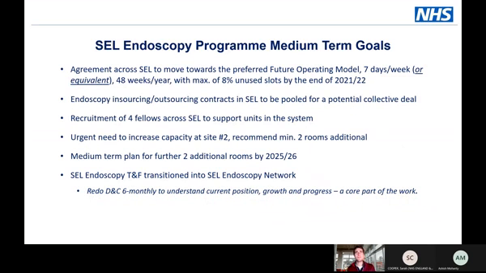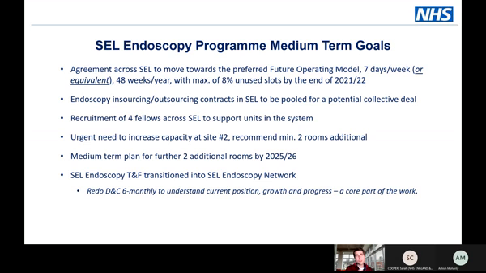Some of our medium-term goals that are informed by that work are obviously this agreement to have a future operating model of 7 days a week or equivalent, 48 weeks per year, and no more than 8% lost or unused slots. We were also exploring our insourcing, outsourcing contracts with a view to potentially pooling them, to have more of a collective deal, although COVID has a significant impact on that with the IS contracts in play at the moment. We agreed to recruit 4 fellows to support South East London as a system, almost as a bank of endoscopists that could support the workforce, and we are currently recruiting to those posts.